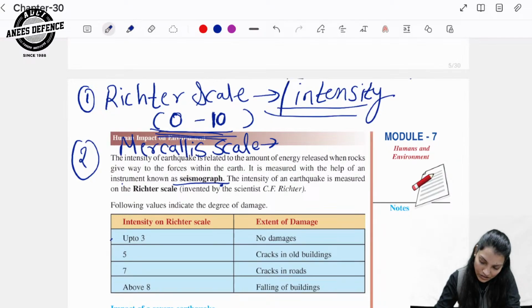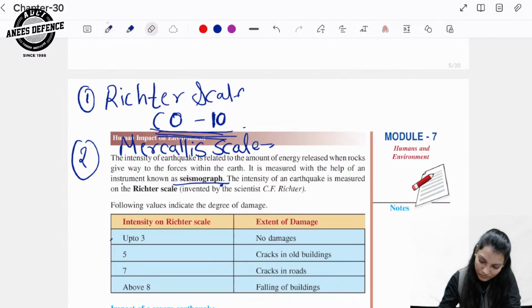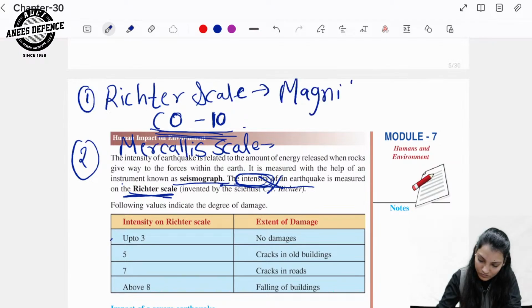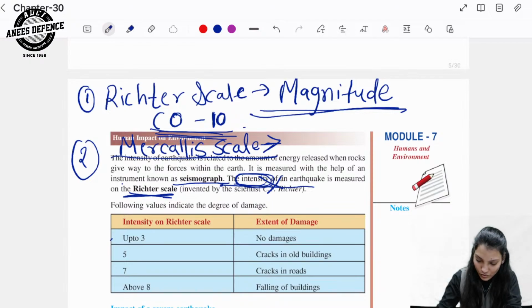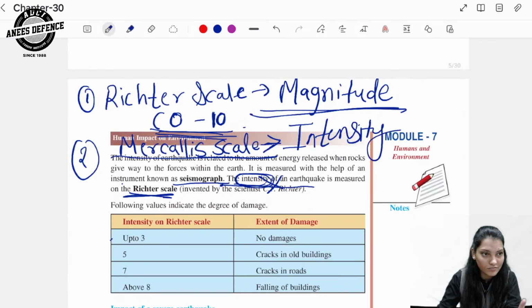By mistake, I told you intensity. Sorry, but the Richter scale is used to measure the magnitude. In the textbook also it is given, it is not intensity. The Richter scale is used to measure the magnitude of that particular earthquake. Now, one more scale is there, the Mercalli scale. This scale is used to measure the intensity.